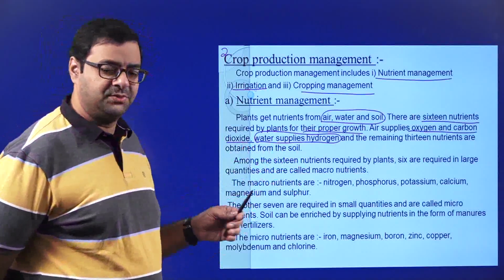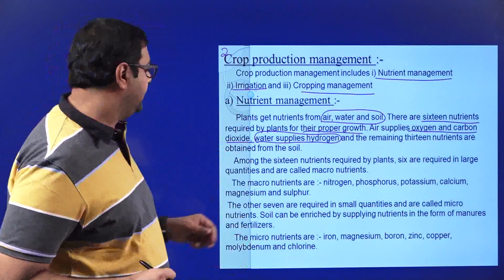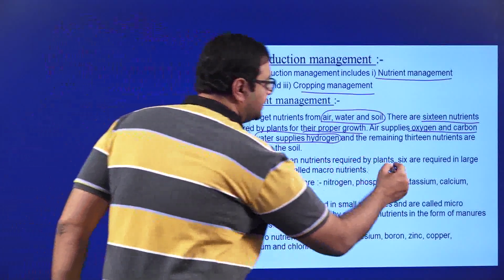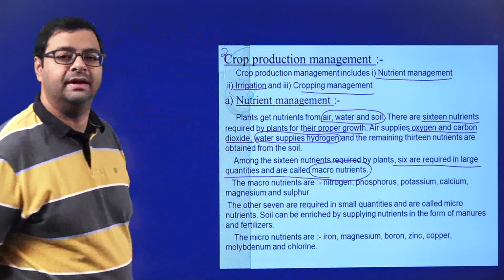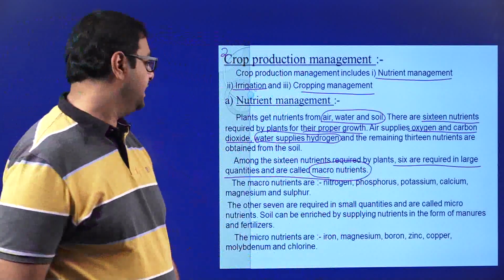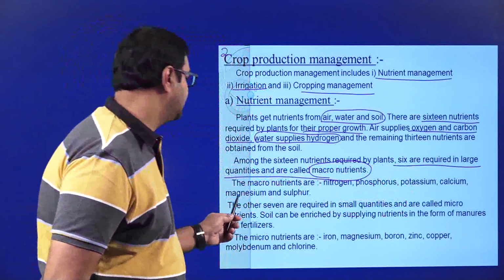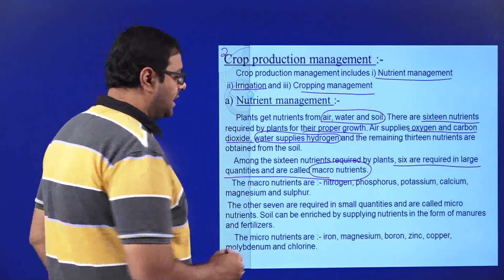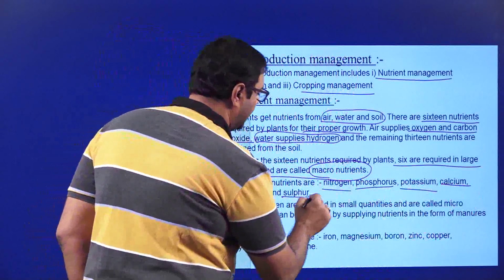Among the 16 nutrients which are required by the plants, 6 are required in large amounts, in large quantities, and are called macronutrients. Macronutrients include nitrogen, phosphorus, potassium, calcium, magnesium and sulfur. I'll repeat it once again. Macronutrients are nitrogen, phosphorus, potassium, calcium, magnesium and sulfur.